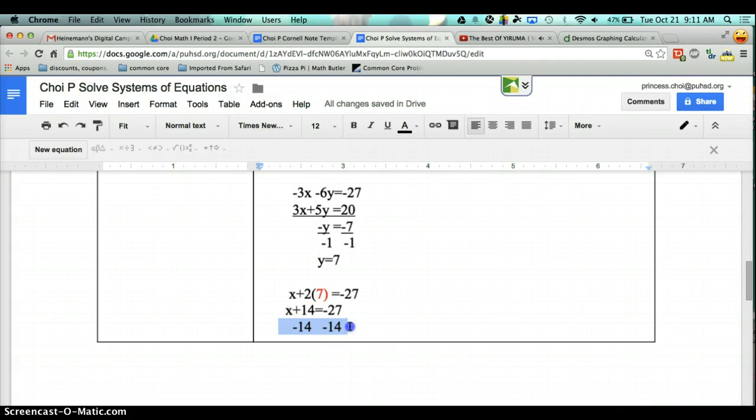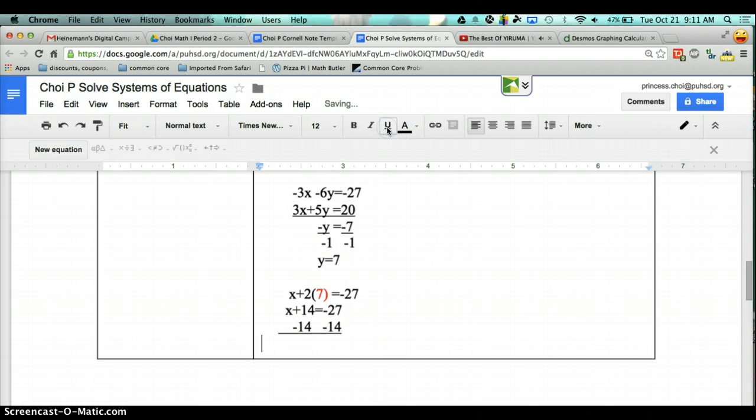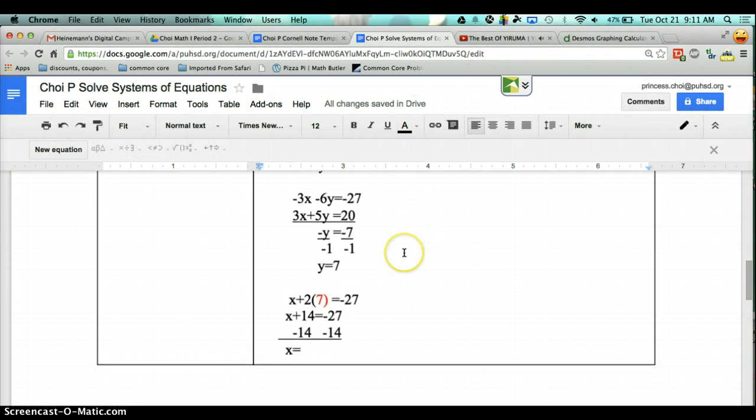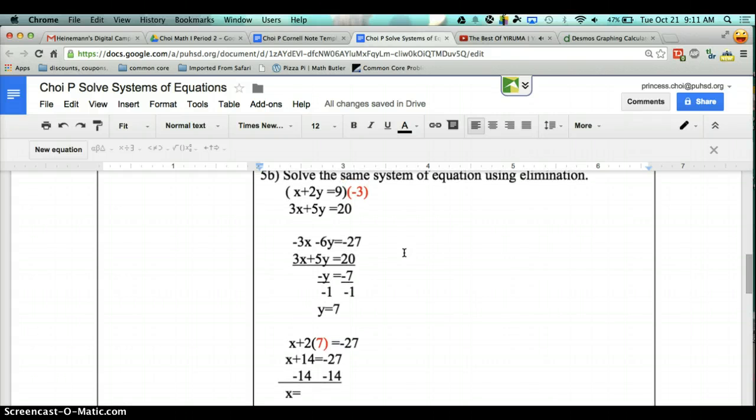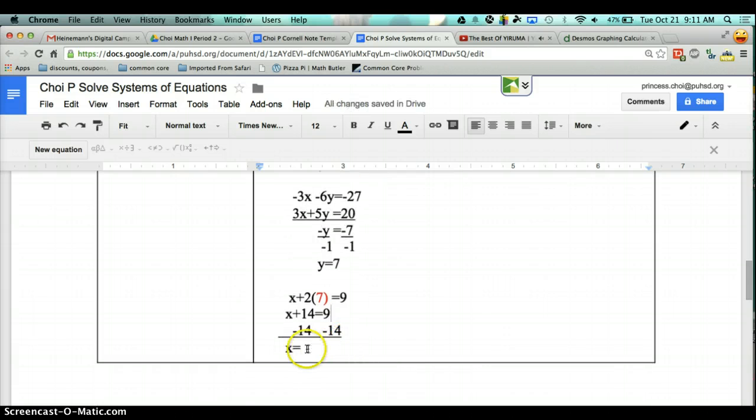And so that is going to give us x equals negative, what have I done? y is 7, x plus 2 times y is equal to, oh, why did I put -27? This is supposed to be 9. My bad. Okay, sorry, that's a big blooper. So x is now equal to -5.